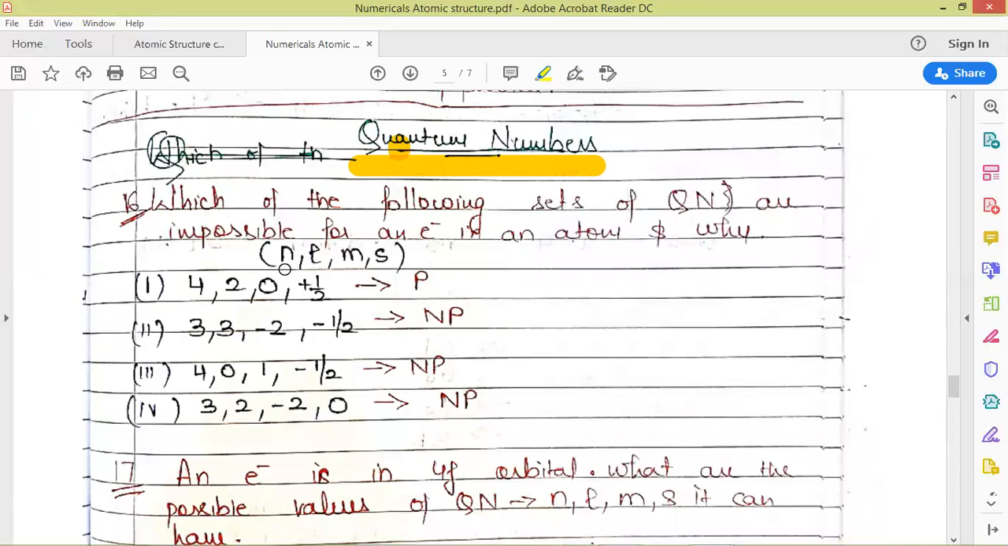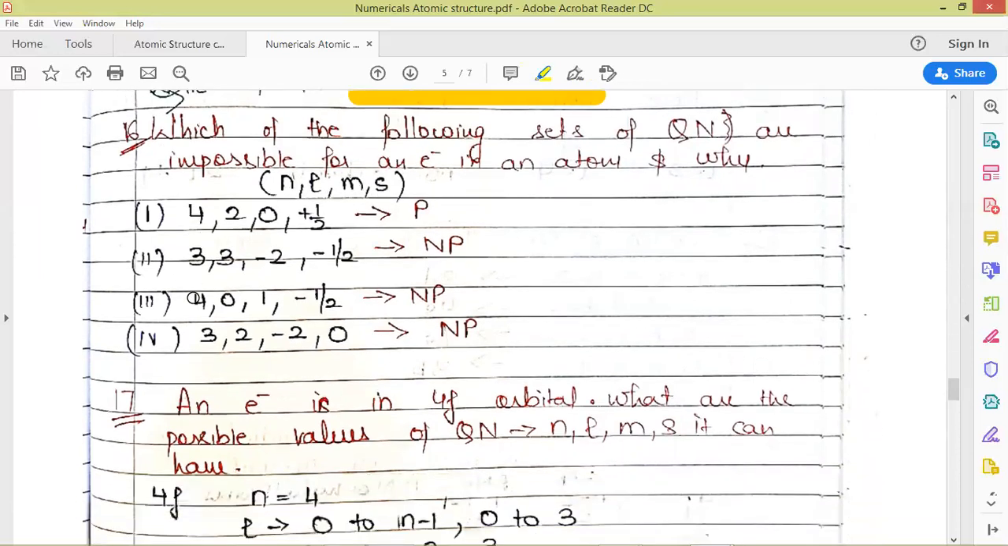n represents the shell, l represents the subshell. Values of l can be 0 to n minus 1, and m is the magnetic quantum number, whose values can be minus l to plus l, including 0. Then values of s can be plus half and minus half. Let us see which of the four sets of quantum numbers are possible and which are not.